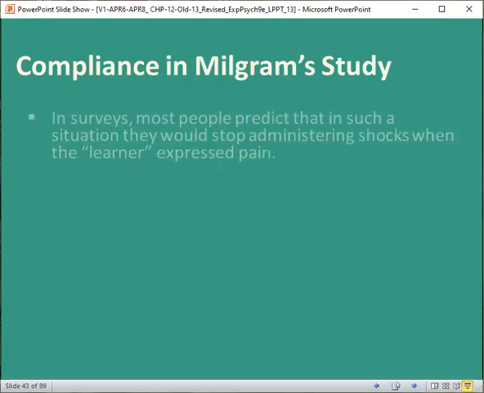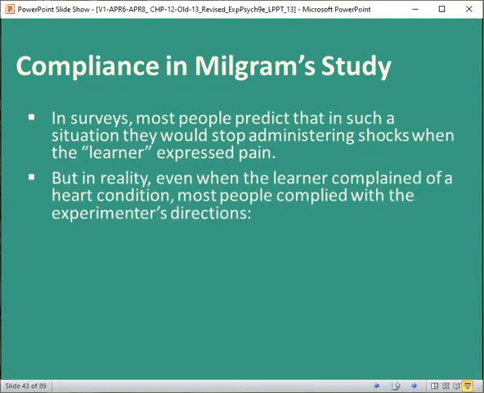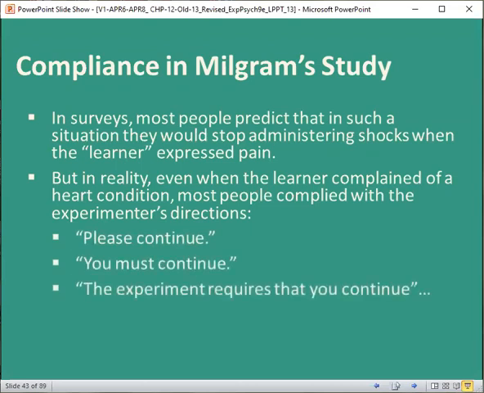Compliance in the Milgram study. What we saw was this. In surveys, most people predict that in such a situation, they would stop administering shocks when the learner expressed pain. So most people said, no, I'll stop as soon as they express that they are having discomfort. Guess what? That's not what actually happened. In reality, even when the learner complained of a heart condition, most people complied with the experimenter's directions. All the experimenter would have to do would be this: please continue. You must continue. The experiment requires that you continue. And that was all. So when all was said and done, this is what happened.